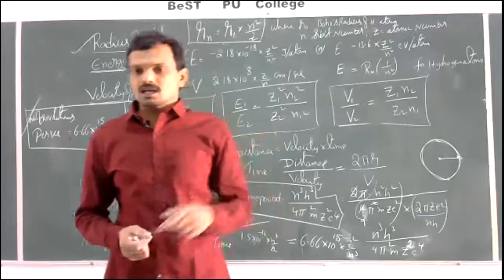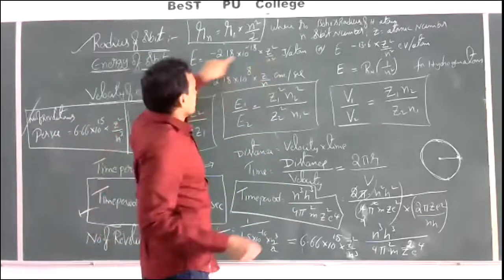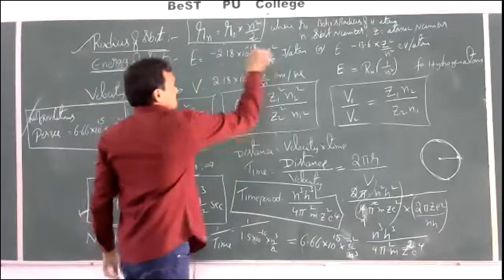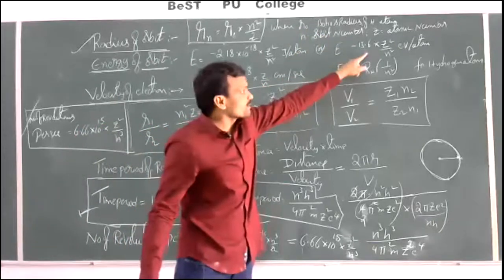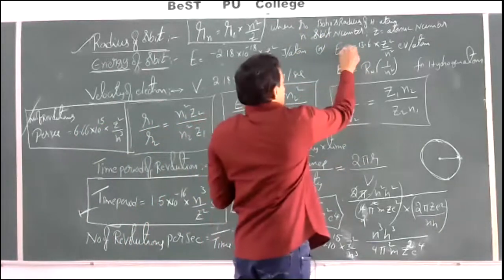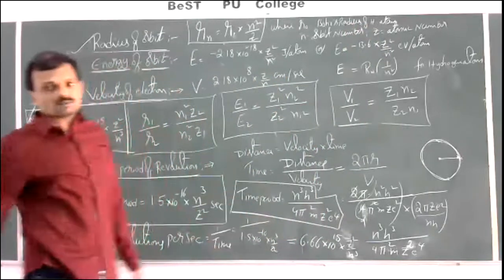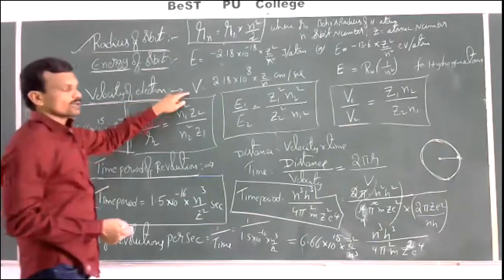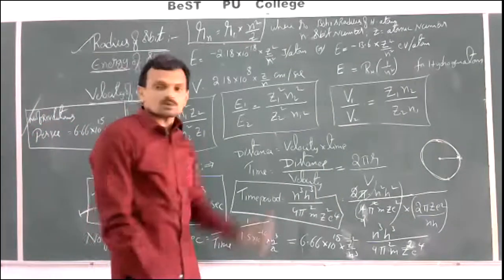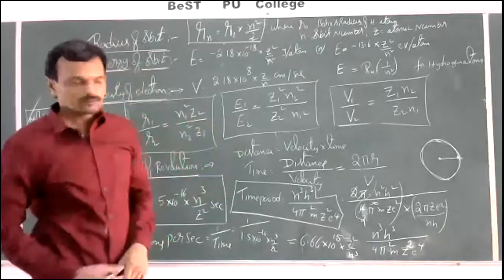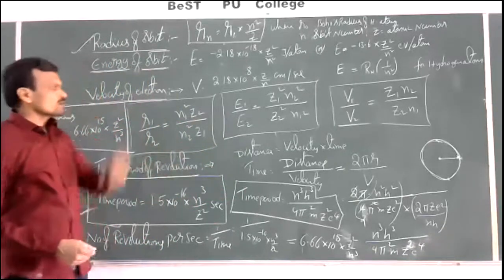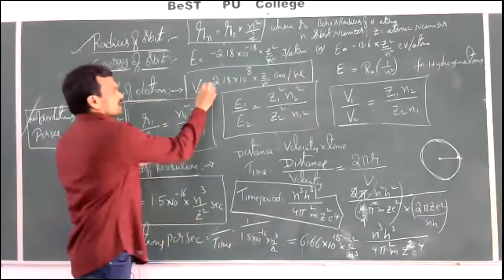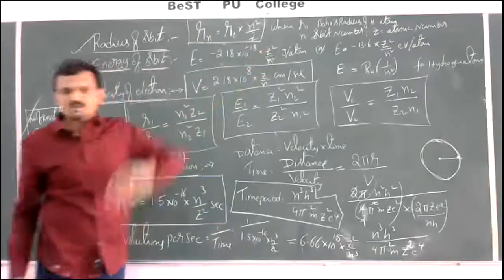And if you substitute other than n and z, you can get energy E is equal to minus 2.18 into 10 power minus 18 into z square by n square joules per atom. The same we can express in terms of electron volts, that is minus 13.6 into z square by n square electron volts per atom. Then velocity of the electron V is equal to 2 pi z e square by nh. Other than z and n, by substituting all values, we can get velocity V is equal to 2.18 into 10 power 8 into z by n centimeter per second.